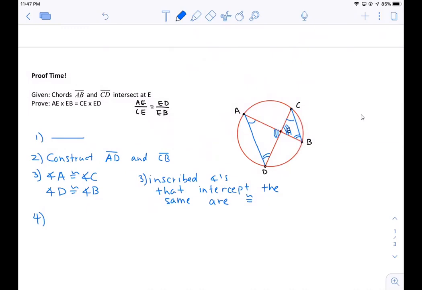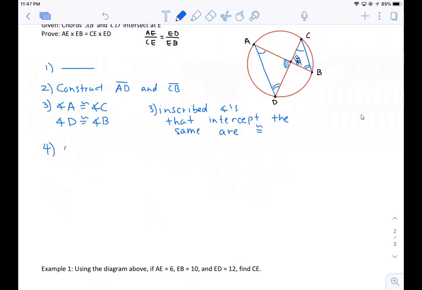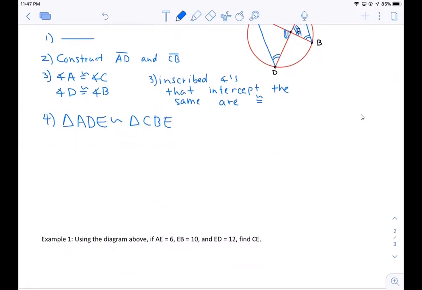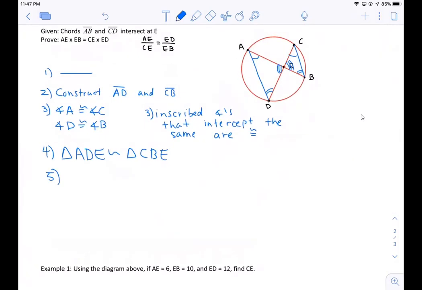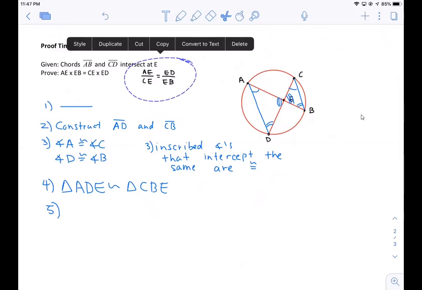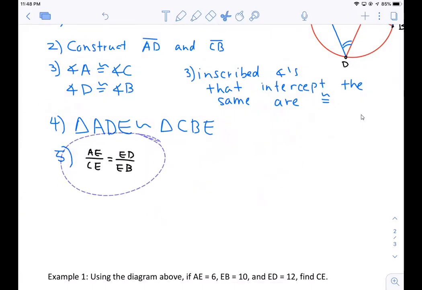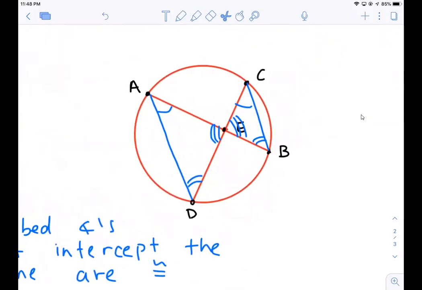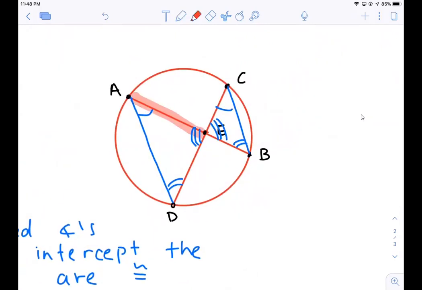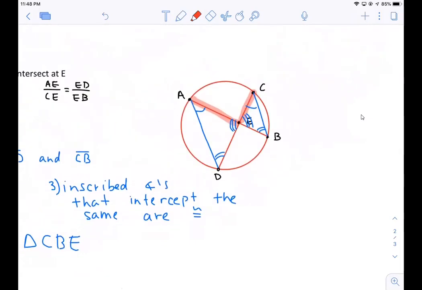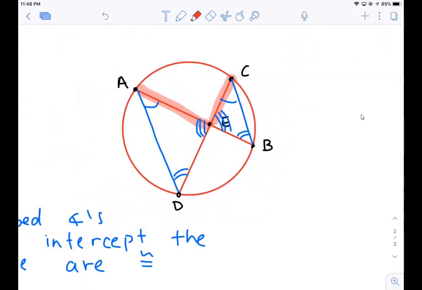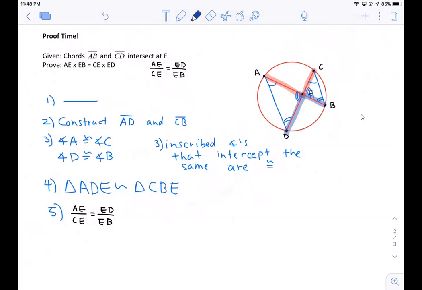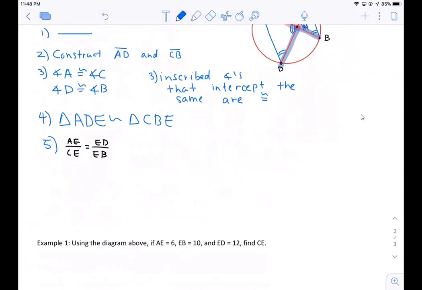So let's name our triangles appropriately. Triangle ADE is now going to be similar to triangle CBE, right, by angle, angle. Step 5. Now we can say this proportion has to be true. Right, let's just double check. AE is to CE as ED is to BE. So that definitely checks out. Right, corresponding sides of similar triangles are in proportion.